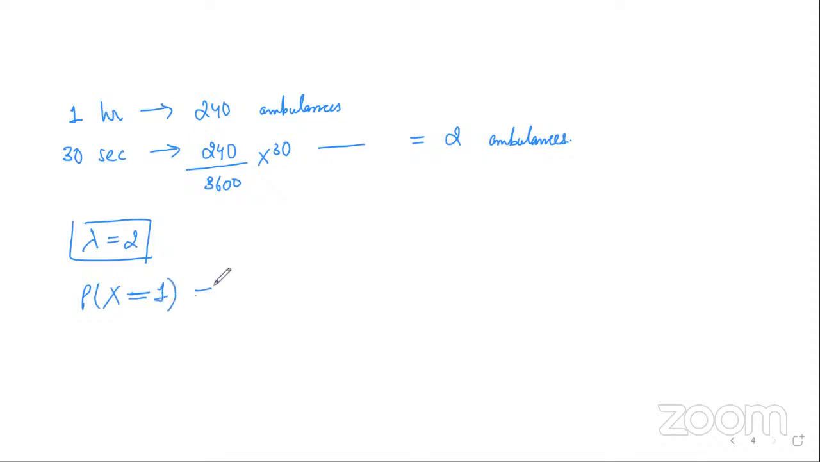Now, what is the probability that the number of ambulances that arrive in a 30-second time interval is equal to 1? So this is given by e to the power minus lambda. So lambda is 2. Lambda to the power x. So x is 1 here upon x factorial. So this is nothing but 2 times e to the power minus 2. And it will come out to be 0.271.